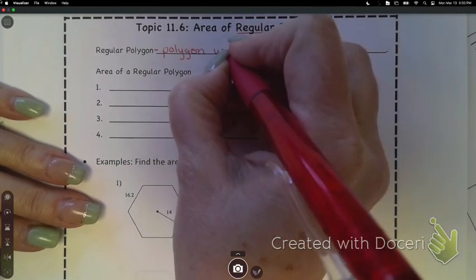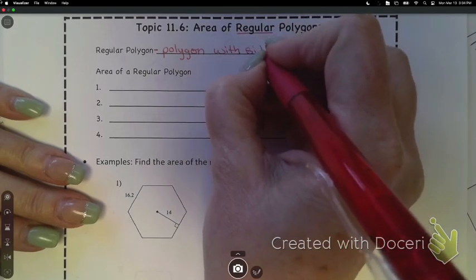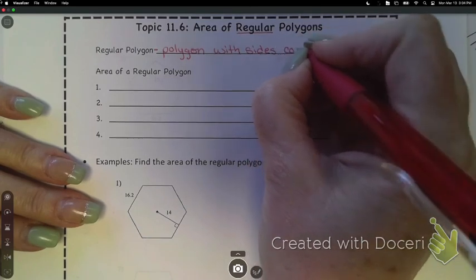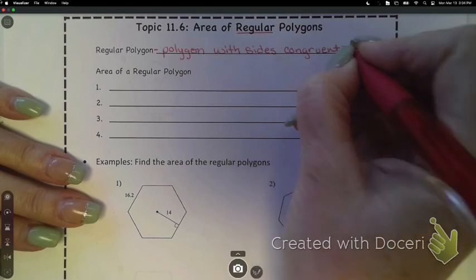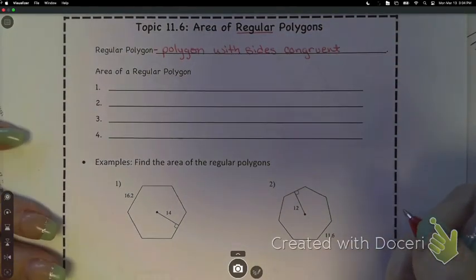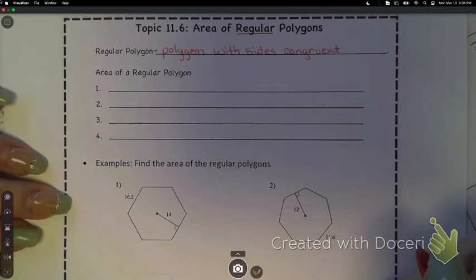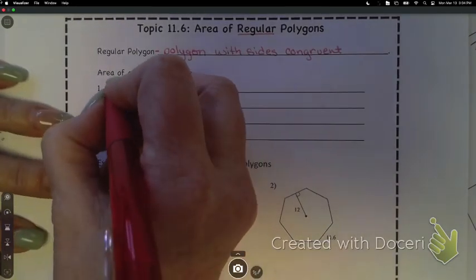with all sides congruent. We've talked about that before. Okay? So if we have a regular polygon, there's some things we can do to make it a lot easier to find the area. So the first thing you do is you count the number of sides.